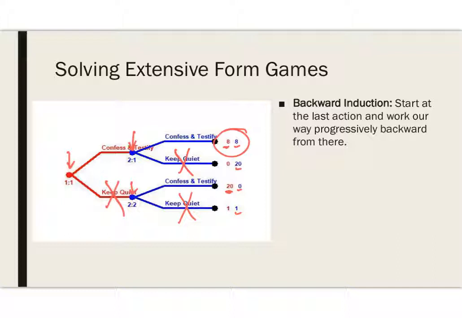But we use backward induction anytime we have an extensive form game where the moves are made sequentially, where we start at the end, we eliminate what they won't do, and then we move ourselves backward chronologically, which is where we get the backward induction, eliminating strategies until we get down to one that survives.